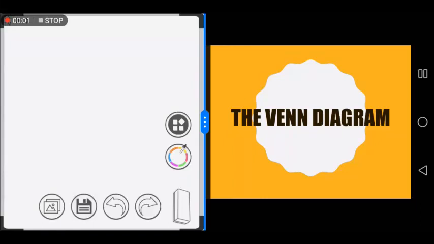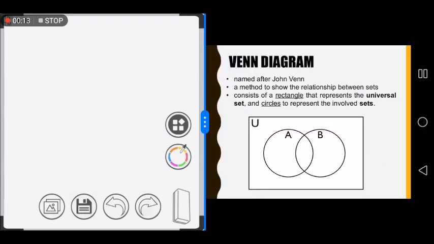Good morning, everyone. Today we will talk about the Venn diagram and also how to use this Venn diagram in problem solving involving sets. The Venn diagram is named after John Venn. It is a method to show the relationship between sets which makes use of a rectangle to represent the universal set and circles to represent the involved sets.